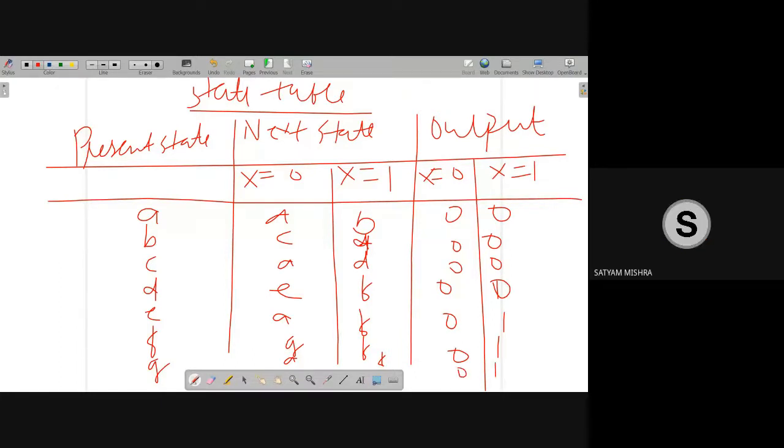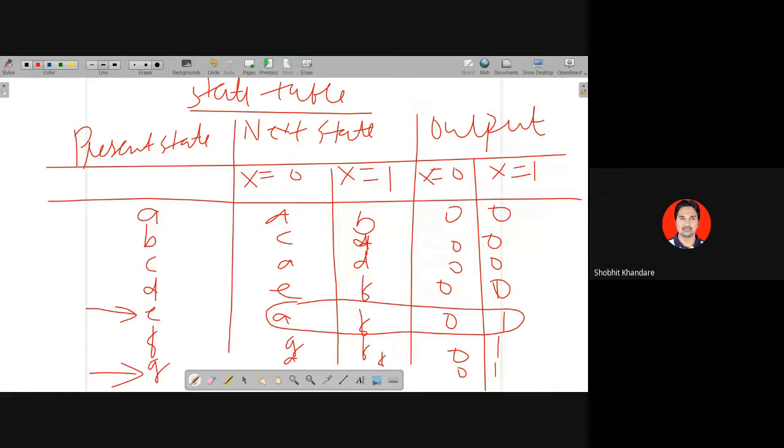Okay. Now this is the state table. Now here we have to see properly which are the states which are same. I mean to say that the next state and the output are same. So when you see state A and state G, you will see the next state and the output are same.